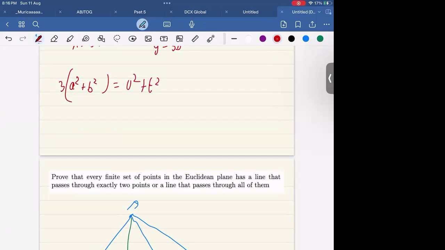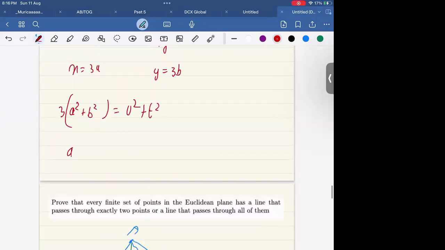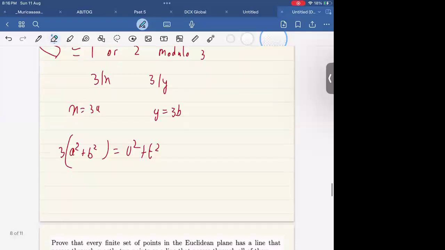Shouldn't there be 9? Like 9 square plus 3 square? So I skipped a few steps. So you get 9a squared plus 9b squared is equal to 3 times u squared plus t squared. And then I cancel the factor of 3 out. Oh, yes. Okay, is this all fine?